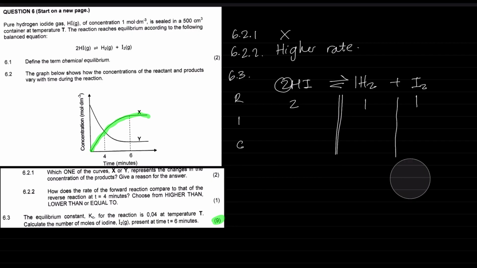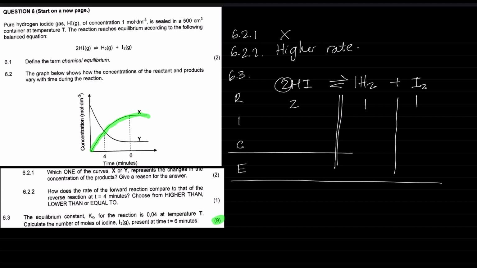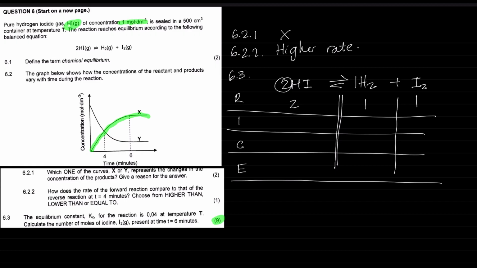Okay? Let's just neaten this up a bit. Okay. I stands for initial. At the start, how much did we have of everything? So at the start, they tell us that we have 1 mole per dm cubed of HI. So at the start, we have 1. Okay? And at the start, we'll have no products. So we'll have 0 here and 0 here.